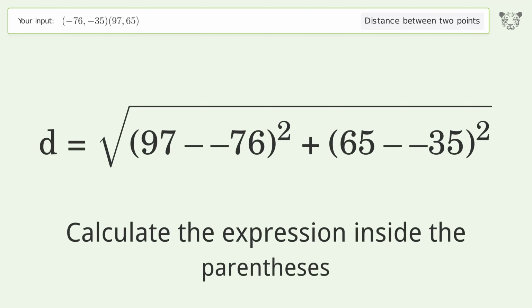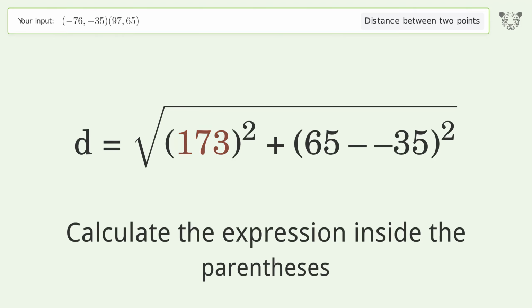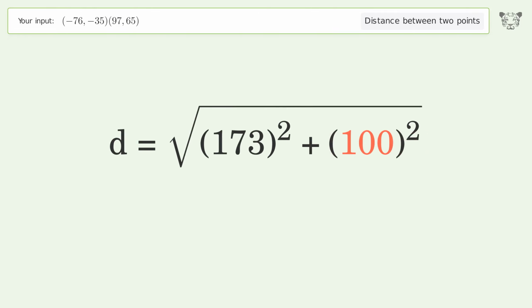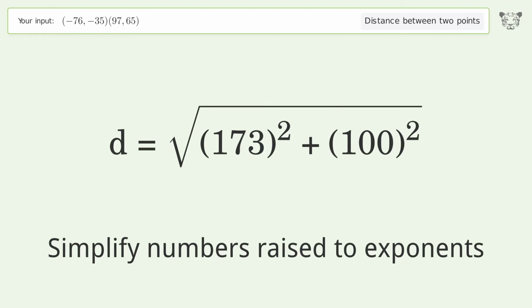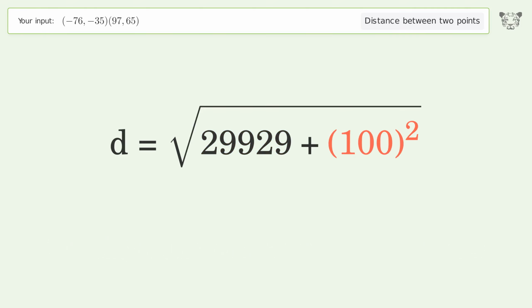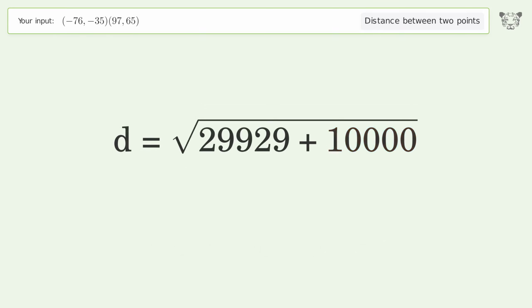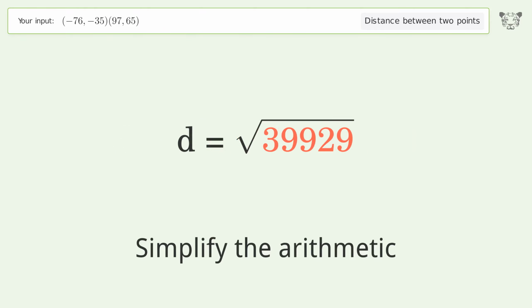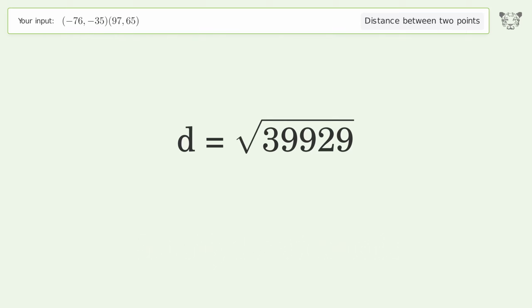Calculate the expression inside the parentheses. Simplify numbers raised to exponents. Simplify the arithmetic. And so the distance between the 2 points is the square root of 39,929, or 199.822.